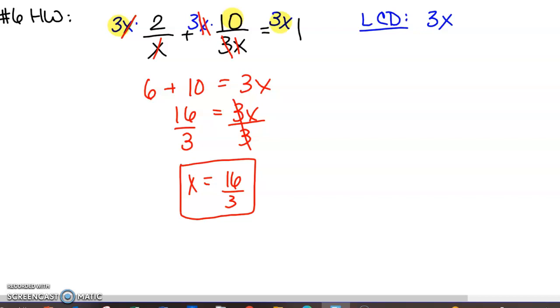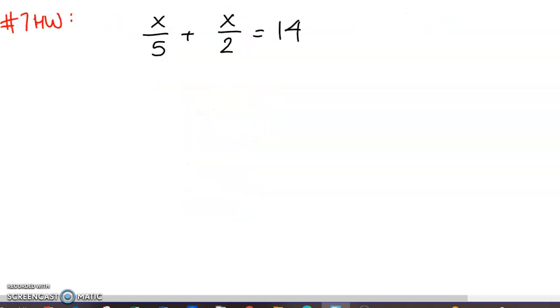And then I'll do number 7. Okay, the least common denominator of 5 and 2 is going to be 10. So we'll multiply everything by 10. Then we have 10 divided by 5 is 2. 10 divided by 2 is 5. And then we have 14 times 10.